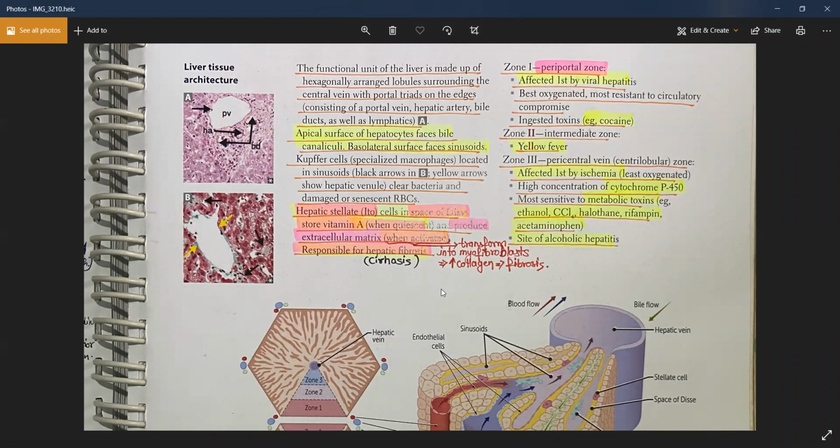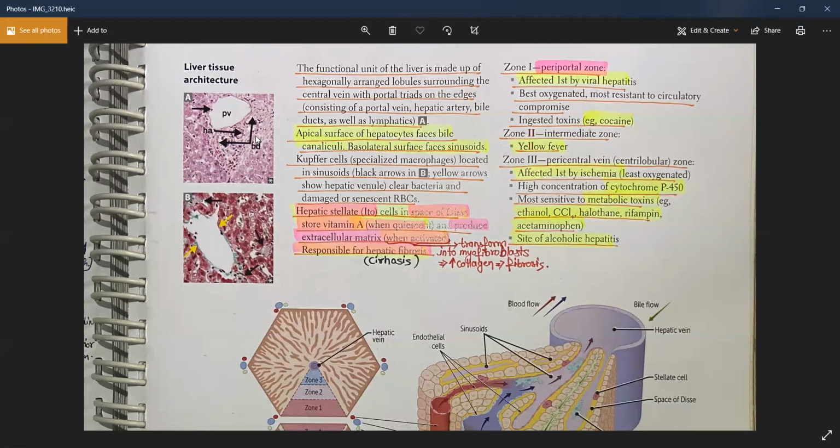Okay, very important to know the function of Kupffer cells. Know where the sinusoids are present, on the basal surface. Know where the bile ducts are present, at the apical surface. Okay, know the flow of blood, which is from the periphery to the center. Know the flow of bile, which is from the center to the periphery. Okay, which cells can cause a fibrosis? Hepatic stellate cells. Normally they store the vitamin A. Okay, and yeah, that would be all about the liver architecture.